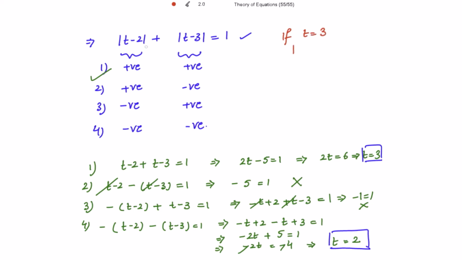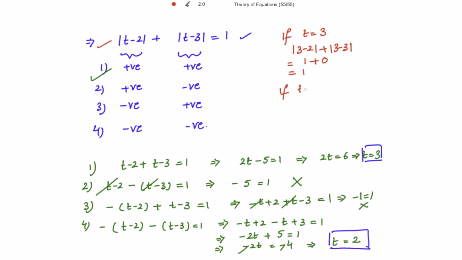This is absolute value of 3 minus 2 plus 3 minus 3, and this is 1 plus 0, and this is equal to 1, which is equal to the right hand side. So t equal to 3 satisfies this given equation.